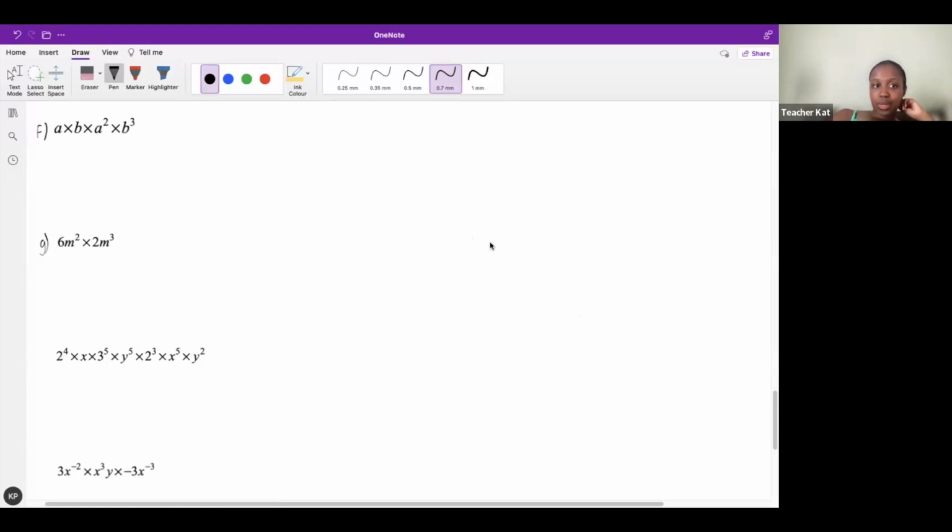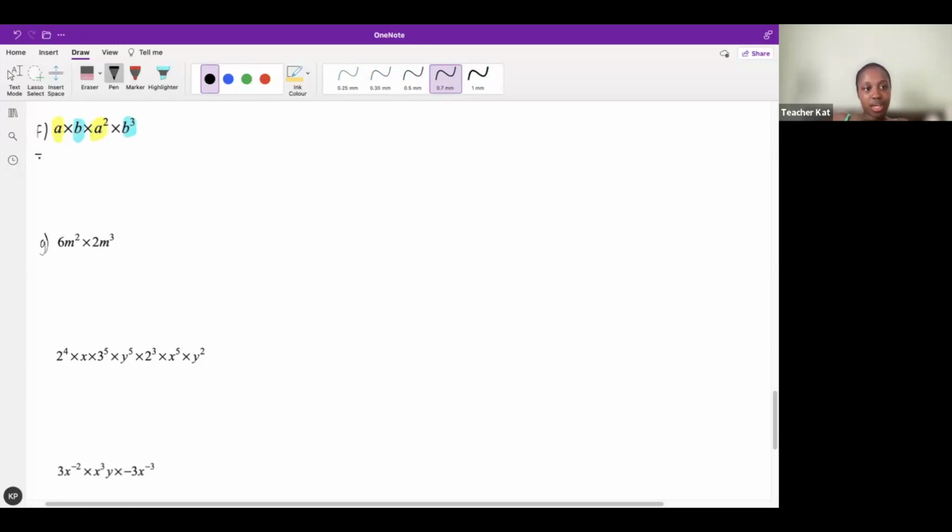How many bases do we actually have without repeating them? We have 2 bases. Base number 1 is A and base number 2 is B. Well done, Chastity. Okay, so now we're going to work with them as if they are 2 different bases.